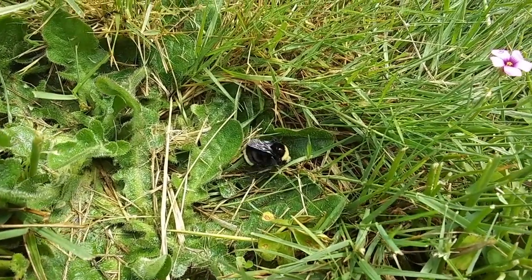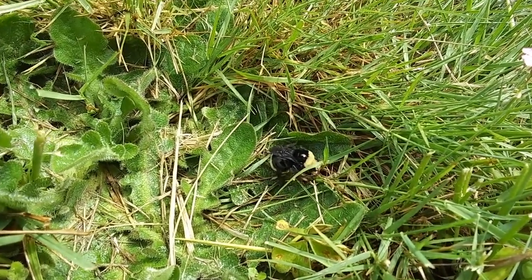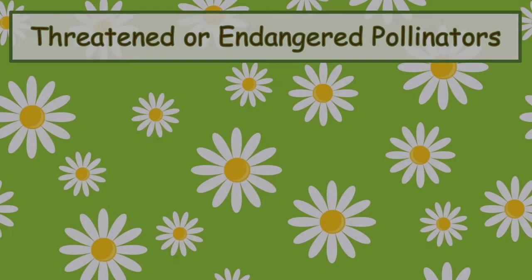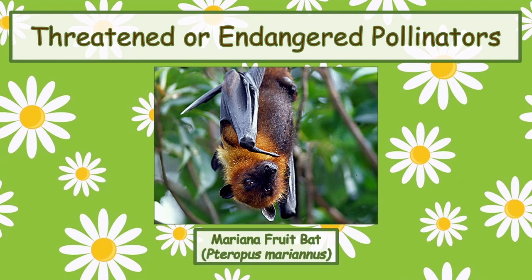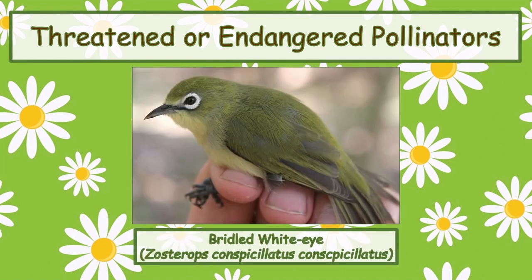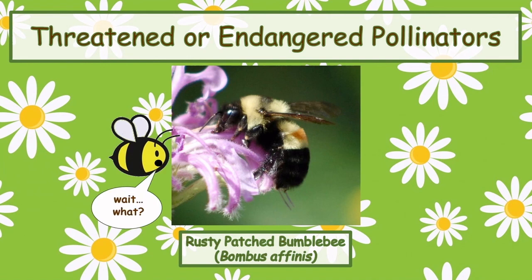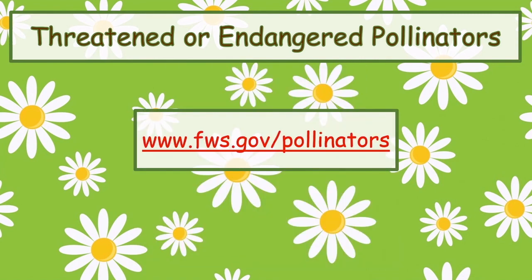Unfortunately, some of our pollinator friends have begun to disappear and are considered to be threatened or endangered, which means that their populations have declined to the point where they could become extinct. Here are some examples of threatened or endangered pollinators. The Mariana fruit bat, the bridled white-eye, the rusty-patched bumblebee, and the valley longhorn elderberry beetle. These are just a few of the threatened and endangered pollinators. For a bigger list, see the U.S. Fish and Wildlife Service website at fws.gov/pollinators.